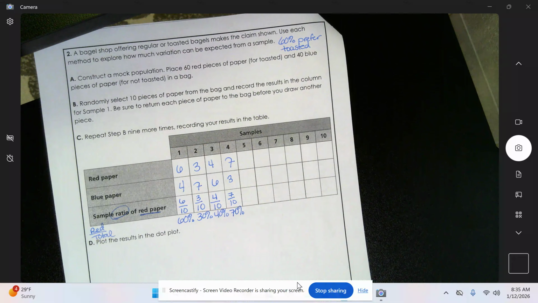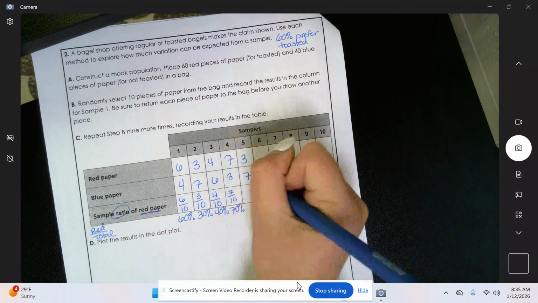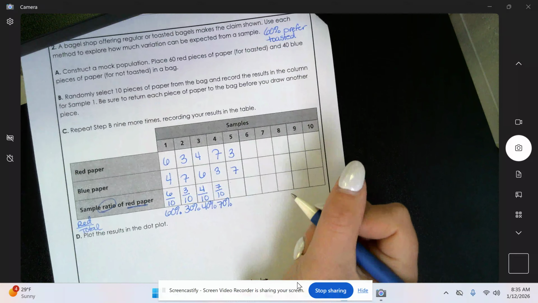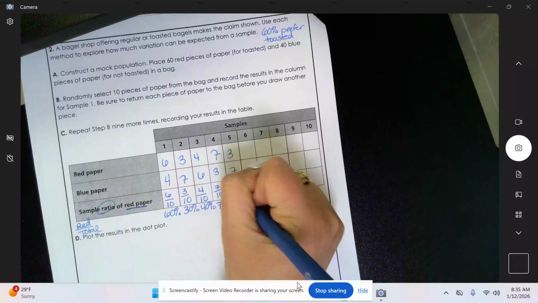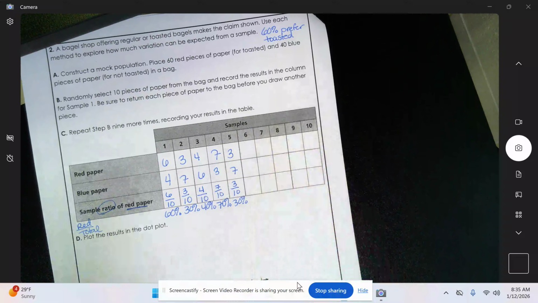Alright, sample 5. 3 reds and 7 blue. So how would we write that as a fraction? 3 over 10. Which is 30%. You're going to do this exact same thing on your homework tonight. Okay? It's the same way.